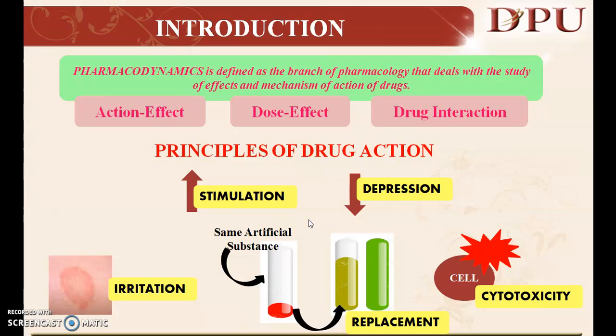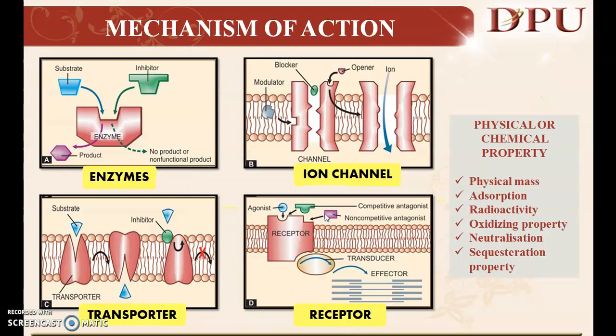So whatever drugs we use to treat various disorders, diseases and infections, their actions will come under one or the other of these five actions: either stimulation, depression or irritation, or we use it as a replacement therapy, or we use it to exert a toxic action against either microbes or cancerous cells. Then the question is how these drugs produce these pharmacological or therapeutic actions.